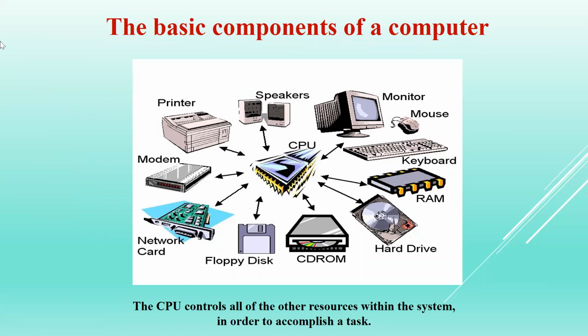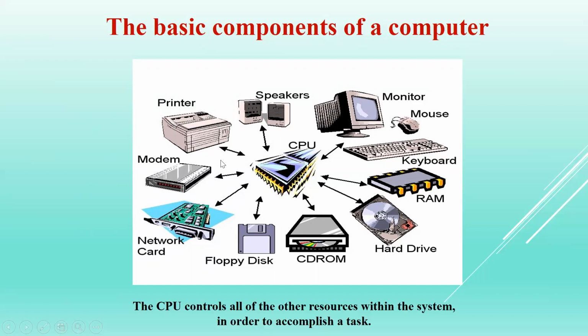In this picture, you can see the basic components of a computer. First of all, we can talk about the CPU. It's the central processing unit. Then the monitor. Without a monitor, we can't see our information. Then the keyboard. Without a keyboard, we can't input our information. And the speakers. Without speakers, we can't listen to sounds. And the printer. Without a printer, we can't print our information on paper.